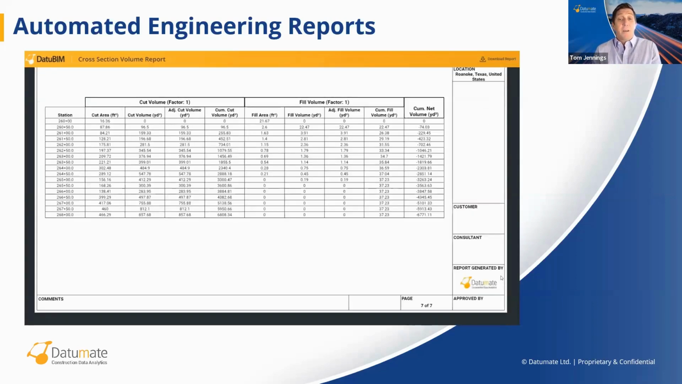The cross-section volume report will generate tabular and visual volume calculations of the finished grade and subgrade surfaces against the existing 3D model. And now that the tool is automated, the report can be automatically generated as needed during the life cycle of the project.